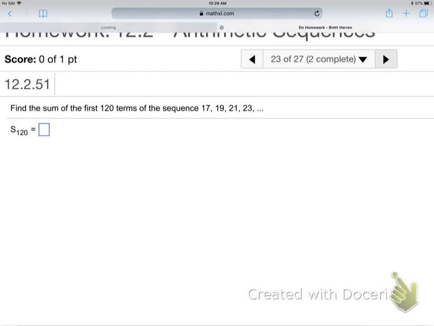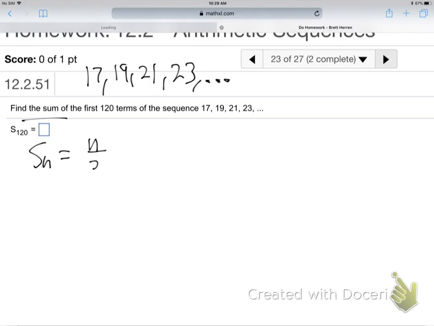Okay, so find the sum of the first 120 terms of that sequence: 17, 19, 21, 23, and so on. When they say find the sum, what's the first thing you should do? Write down the sum formula. S sub n, it'll be at the top of your next exam. S sub n equals n over 2 times A1 plus A n. Remember, this means number of terms, first term, last term, right? Okay. So take it from there so you can find the sum of those.